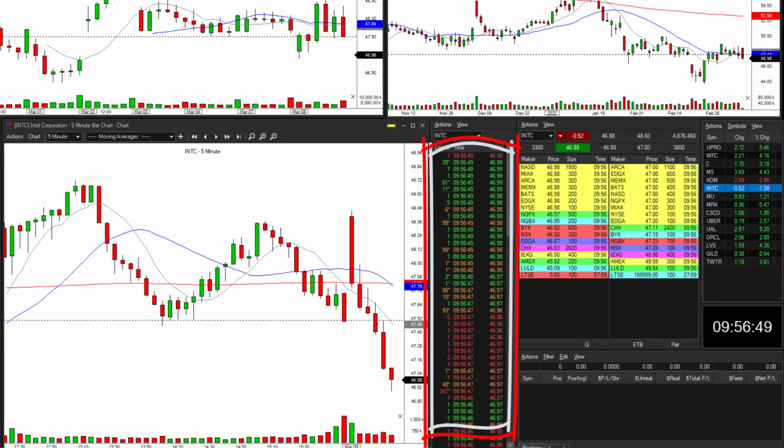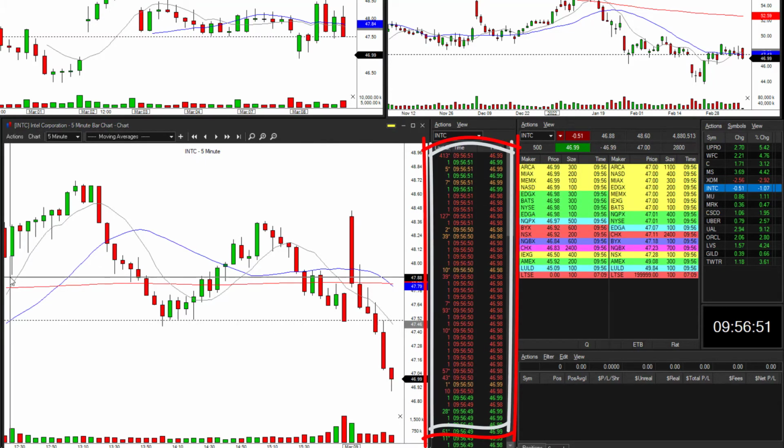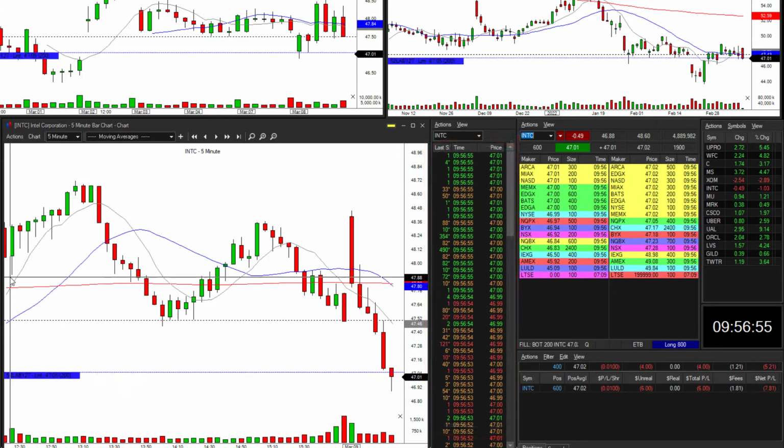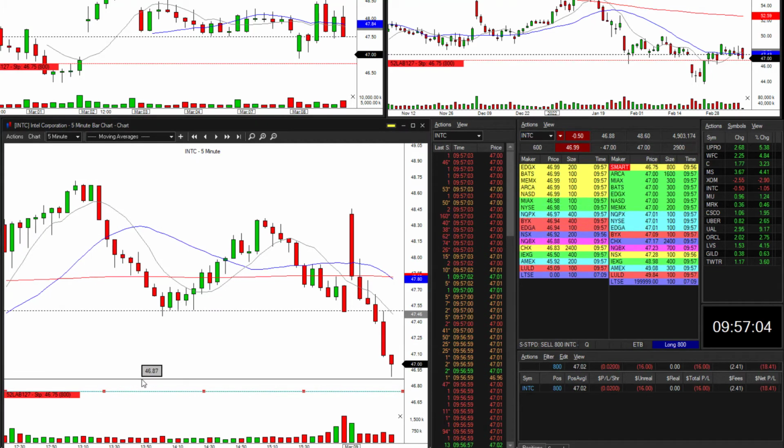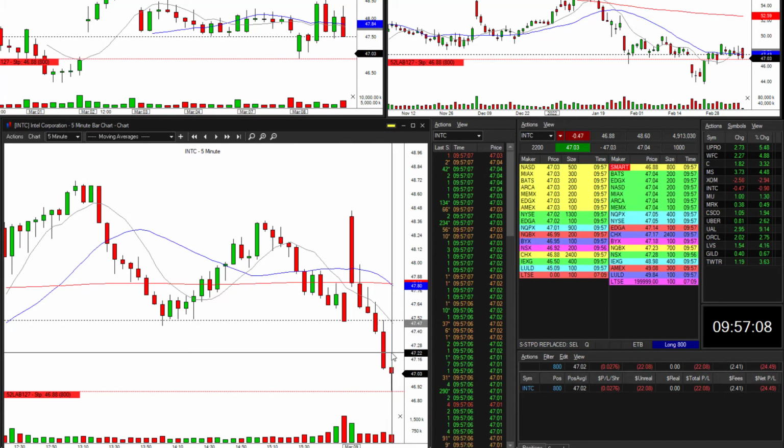This highlighted area is the time and sales window, and it's where I'm going to keep my eyes on, patiently waiting for 47.01 to print. Now that I've been triggered into the trade, the first thing I'm looking to do is protecting myself, placing a stop order under the low.